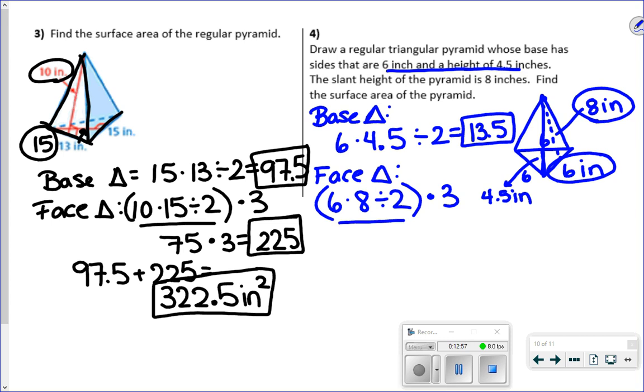Okay, so 6 times 8 divided by 2, that gives me 24. And then I'm going to do 24 times 3. That's going to give me an area of 72.